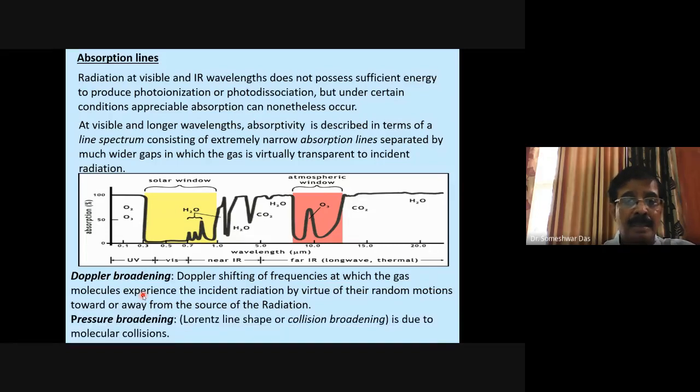Similarly, there is also pressure broadening, also called the Lorentz broadening. Pressure broadening or Lorentz broadening, a line shape or collision broadening, is due to the molecular collisions, the collisions of molecules because of their random motions that occur in the atmosphere, and which accordingly will absorb the atmospheric radiation in different ways. It's called the pressure broadening, Lorentz broadening or collision broadening, and so on. So you should again remember these definitions.